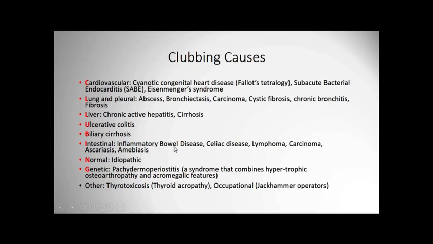What is that? Clubbing can be idiopathic. It's not normal, but it's idiopathic. We simply don't know what's going on. Put normal there to put something. Genetic conditions: hypertrophic osteoarthropathy and some acromegalic features in this syndrome, pachydermoperiostitis, that I'm sure you're never going to see. It's just there to put something in the G of clubbing. Other things that don't enter into the mnemonic are thyroid problems, thyrotoxicosis, and occupational: jackhammer operators can develop clubbing because of the trauma, chronic traumatisms and inflammation in the fingers. Look how many things to rule out and how many things in our differential when someone has clubbing.